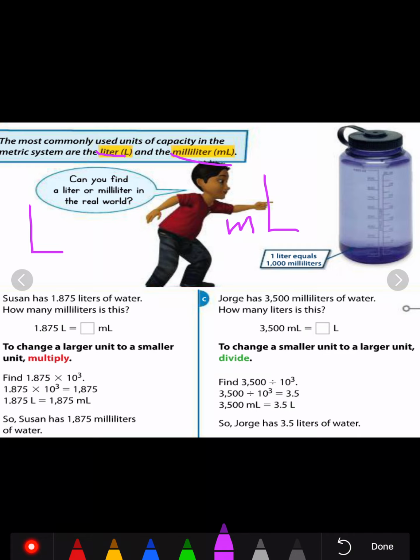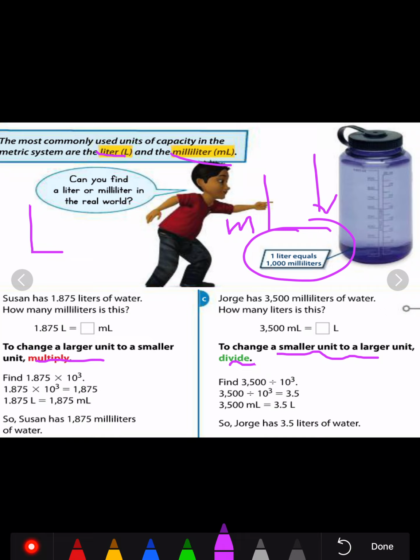Now, the same ideas that we discussed in lesson 11.4: to convert or to change a larger unit to a smaller unit, we multiply. And to change from a smaller unit to a larger unit, we divide. But my question is, 1 liter equals how many milliliters? Here we can see that 1 liter equals 1000 milliliters. So these are the main basic concepts that we need to focus on.